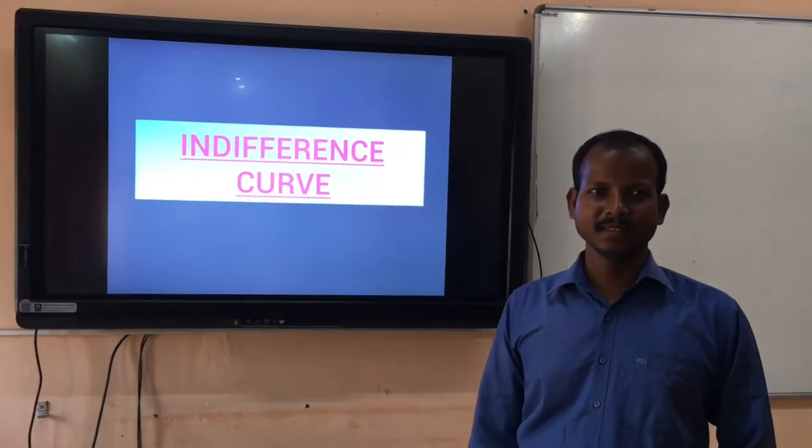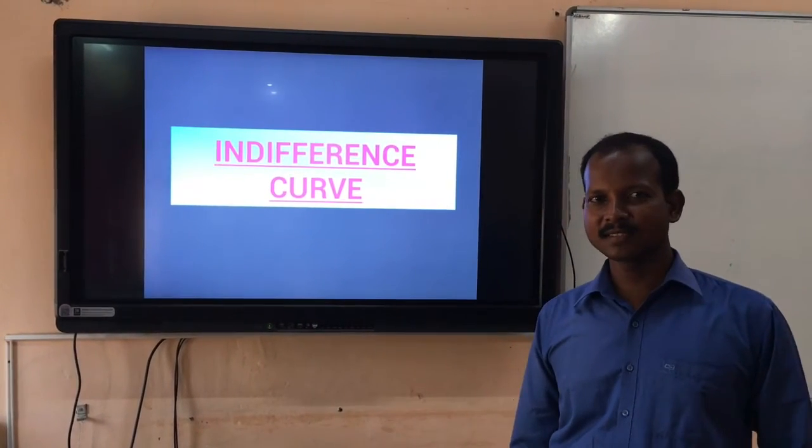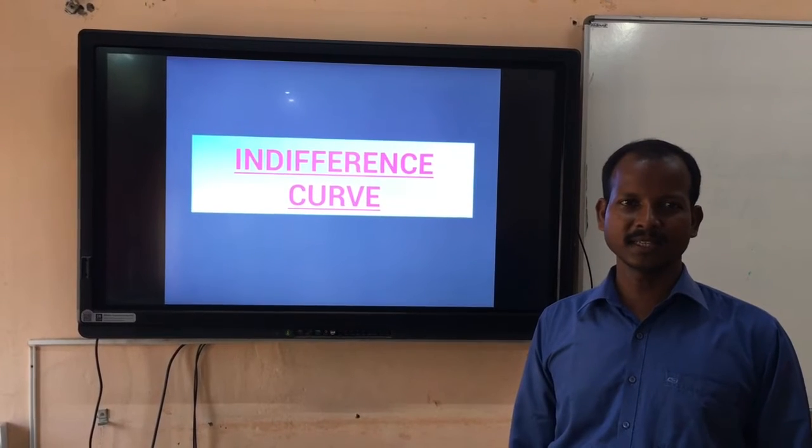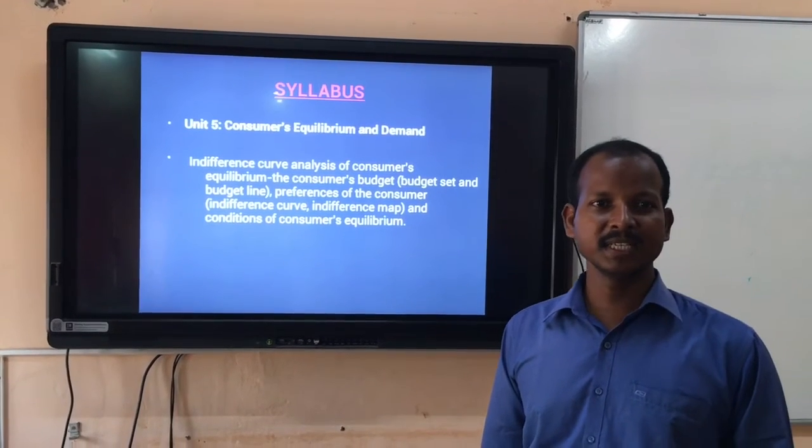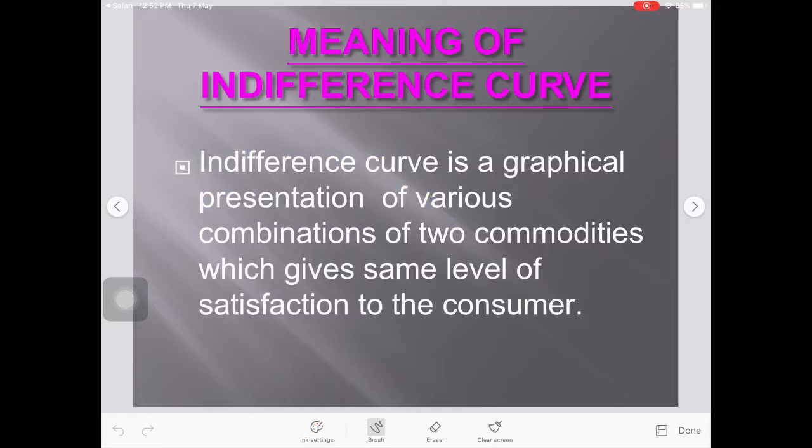Hello children, today we will discuss indifference curve analysis. So let's begin with the meaning of indifference curve. An indifference curve is a graphical presentation of various combinations of two commodities which gives the same level of satisfaction to the consumer. So these are the keywords.